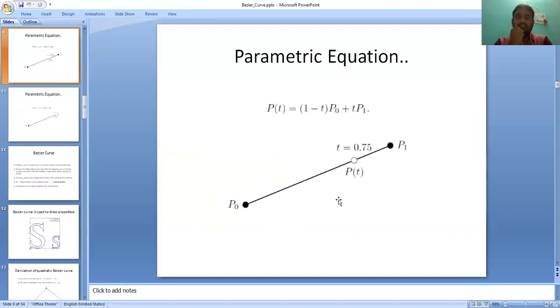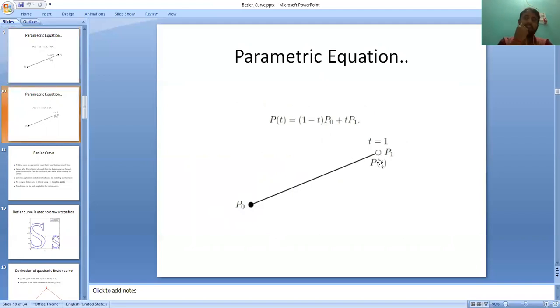Again, when t is equal to 0.75, P1 has more contribution as compared to P0 in order to calculate the value of x and y at t equal to 0.75. And when t is equal to 1, P1 has the full contribution in order to calculate the value of x and y at t equal to 1, but P0 has no contribution. So this is the parametric equation of a straight line.